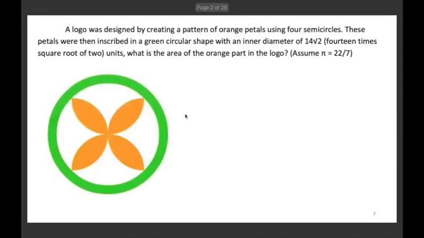The first question. A logo was designed by creating a pattern of orange petals using 4 semicircles. These petals were then inscribed in a green circular shape with an inner diameter of 14 root 2, which is 14 times square root of 2 units. What is the area of the orange part in the logo? We have to assume the pi value to be 22 by 7. Okay.